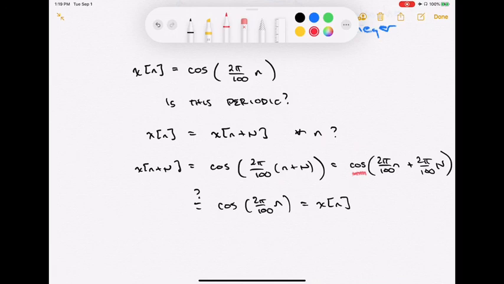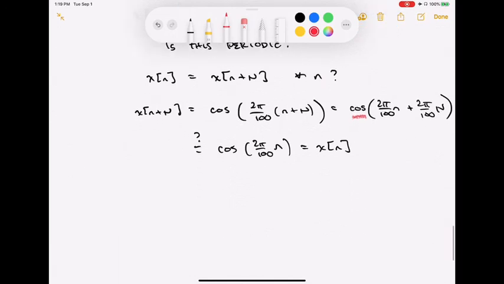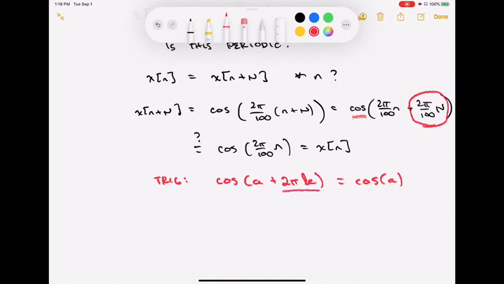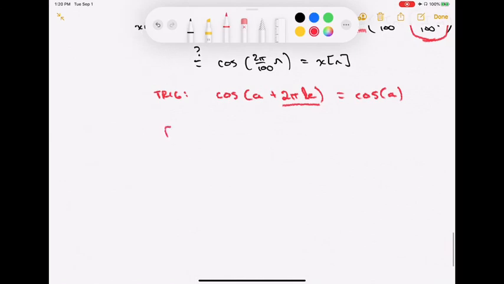That means, and you know this from trig as well, from our study of trig, we know cosine of a plus any integer multiple of 2 pi is equal to cosine of a. So as long as this piece over here, 2 pi over 100 times n, can be made into an integer multiple of 2 pi, I'm going to be good to go. This thing is going to be periodic. It will simplify down to just x of n if we have that 2 pi over 100 cap N is equal to any integer multiple, by choice, any integer multiple of 2 pi.